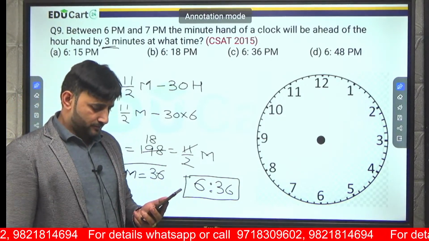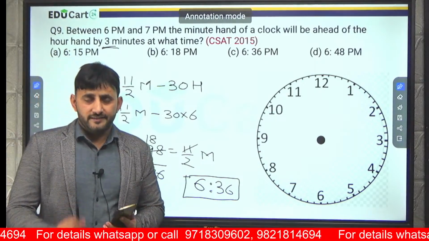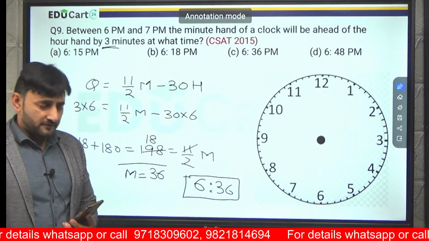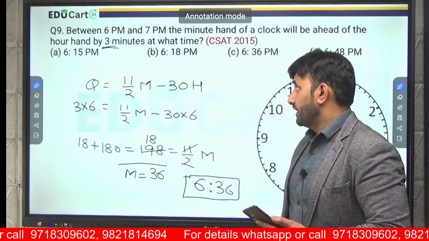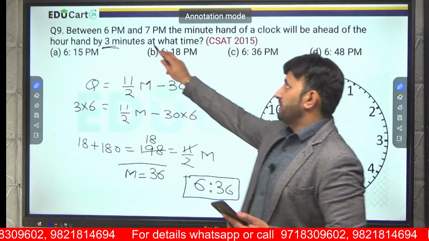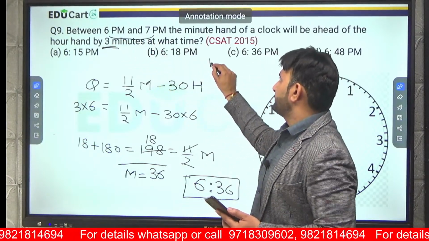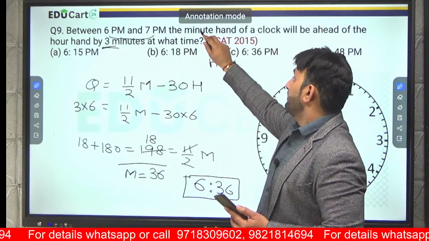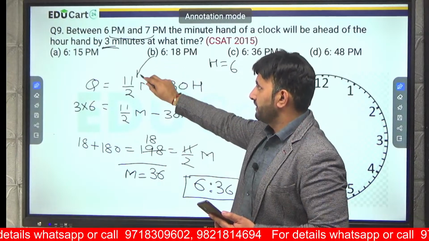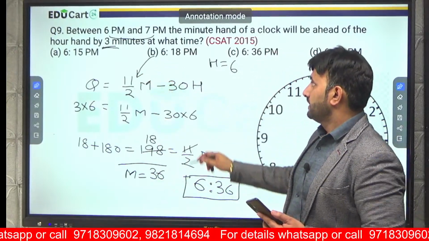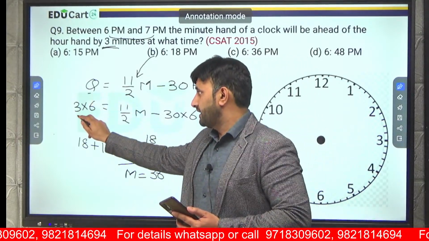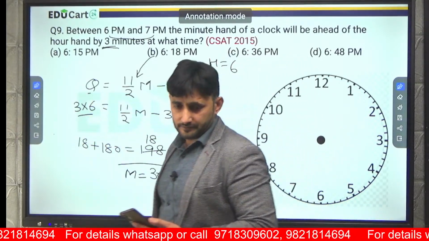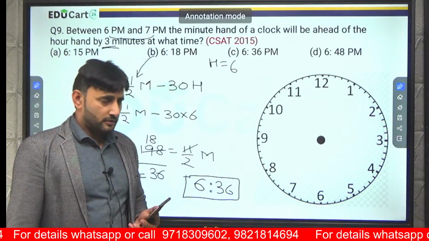Clear, children? Quickly say clear or repeat. If someone wants me to repeat, please write R. One more time. Time is between 6 and 7, so H is equal to 6. The minute hand is ahead, so we will use the formula in which the minute hand is ahead by 3 minutes. 1 minute is 6 degrees, so 3 minutes means 3 into 6, 18 degrees. Clear, children? Got it.